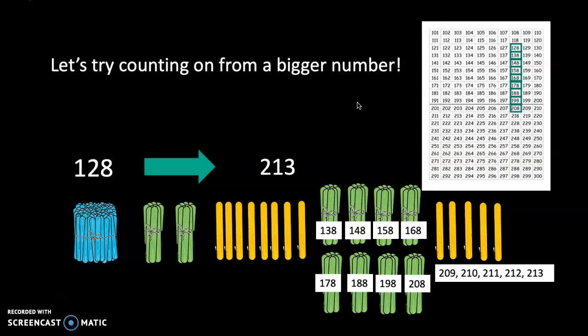But now I have to stop because I don't want to go to 218. So I can't count by tens anymore. So now I'll count by ones. 209, 210, 211, 212, 213. And I got to my number. So it's just a faster way than counting just by ones the whole time. We can bundle it.